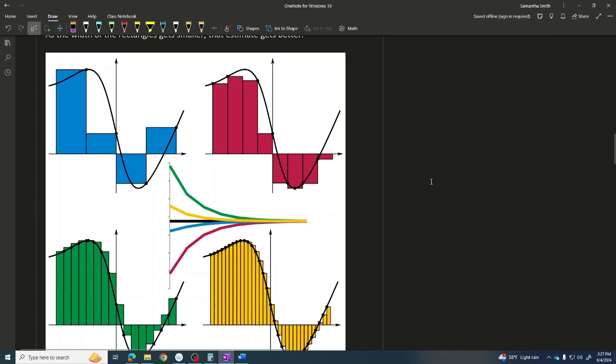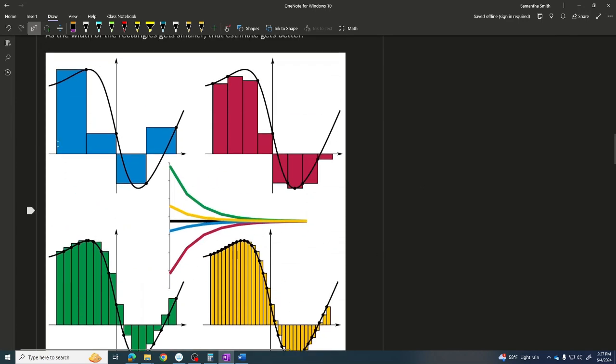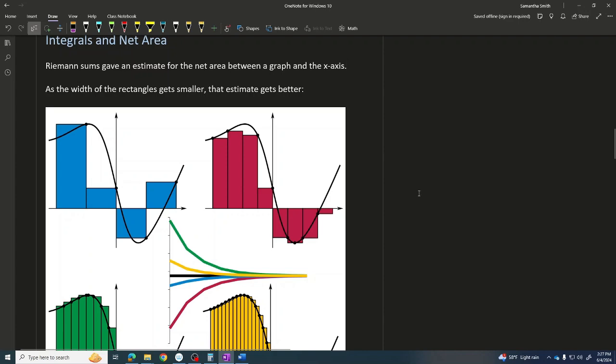Now, I think this image off Wikipedia does a really good job of showing visually that there is a relationship between the width of your rectangle and the accuracy of your estimate. If you have rectangles with really large width, really big delta x, really small n, then you're getting rectangles that are often very far away from the graph of the function. And so you're getting huge mismatches between the area of the rectangles and the area under the graph. There are these huge gaps missing. There are these big overlaps. So this is a big problem.